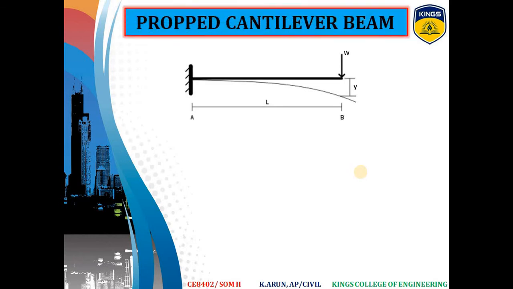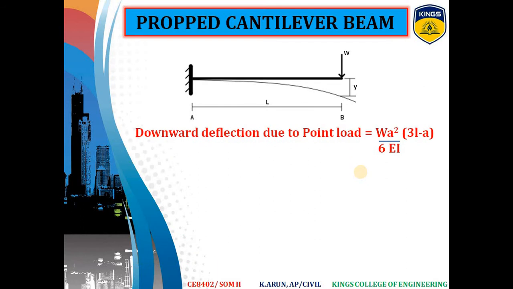Whenever a load is applied to a beam, the beam tends to deflect. Here in a propped cantilever beam, we have two types of deflection. One is a downward deflection and the other is an upward deflection. The downward deflection is caused by the application of load.